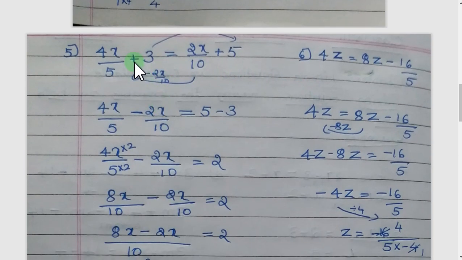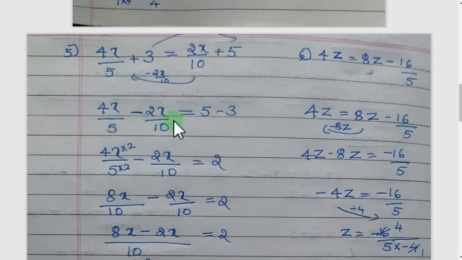Fifth question, 4x by 5 plus 3 is equal to 2x by 10 plus 5. In this example, no brackets. Now taking variables to one side and numbers to the other side, bringing 2x by 10, not only taking x, 2x by 10 to this side and 3 to the other side. When you bring 2x by 10 to this side, minus 2x by 10, 5 is there on that side, that should come first, minus 3.